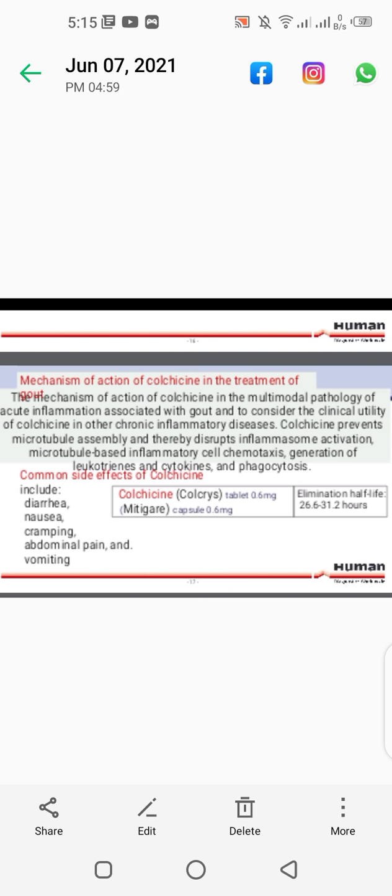Colchicine tablet 0.6 mg, Mitigare capsule 0.6 milligram. Elimination half-life is 2.6 to 6 and 31 hours.